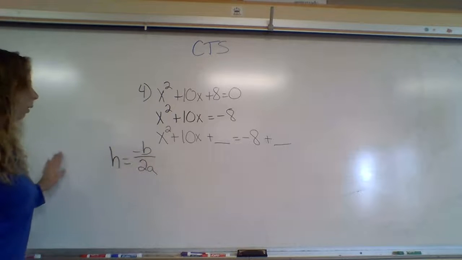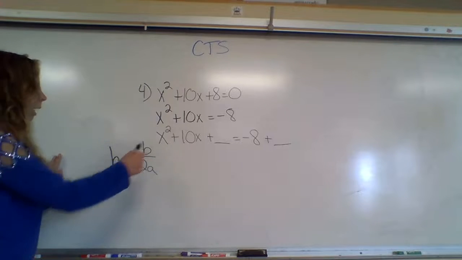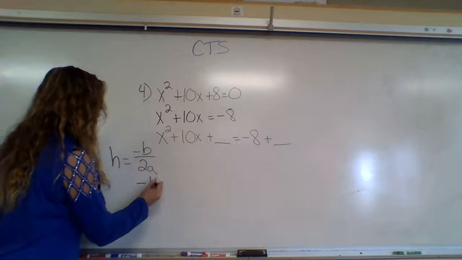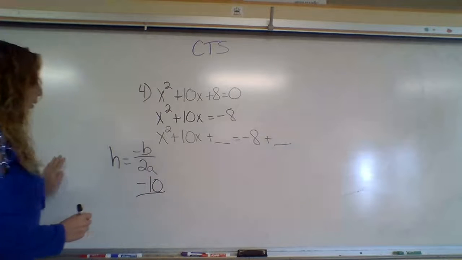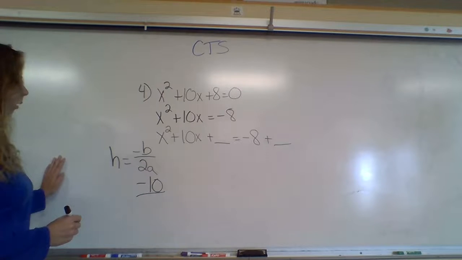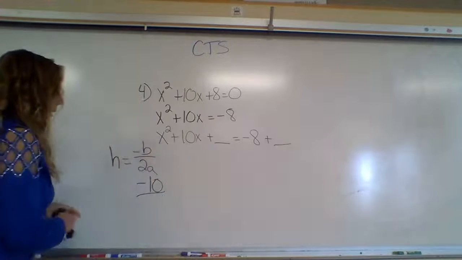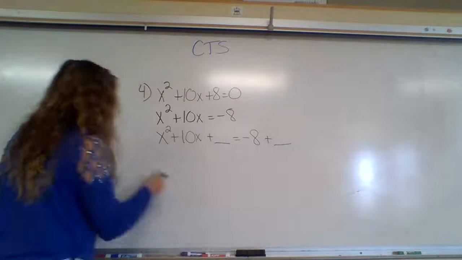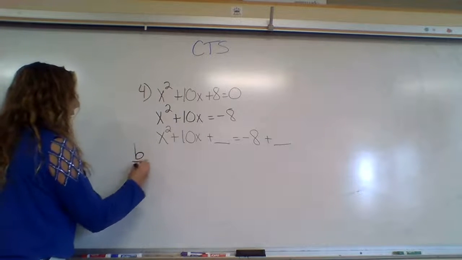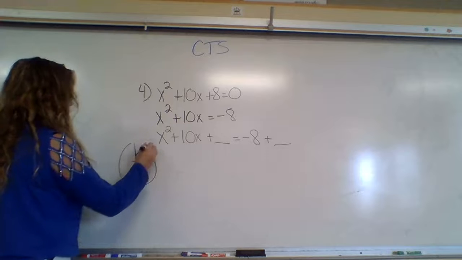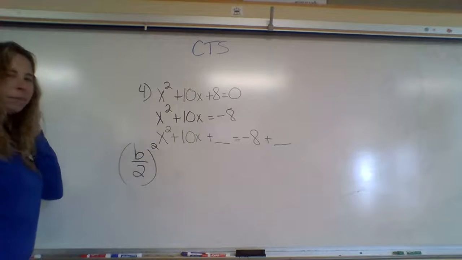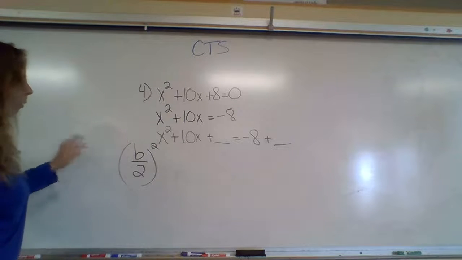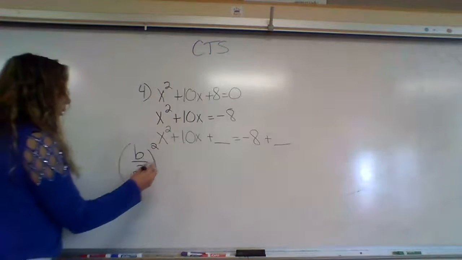Substitute into it. So what is b? B is 10. Negative 10 over, I'm sorry, I'm doing the wrong thing. Where's my brain at? Not on this problem. To complete the square, it's b over 2 squared. Sorry, this is your little formula, b over 2 squared.